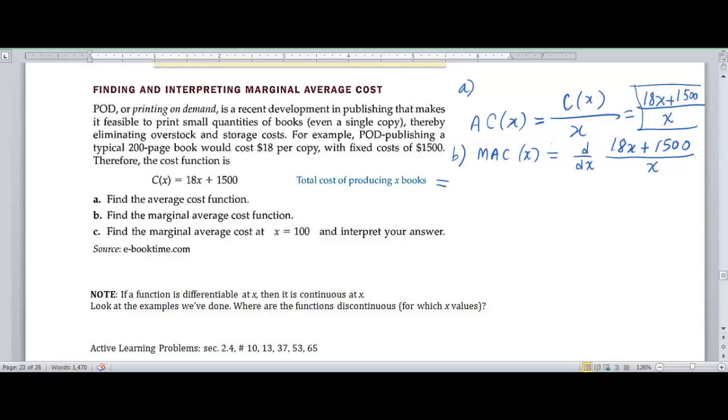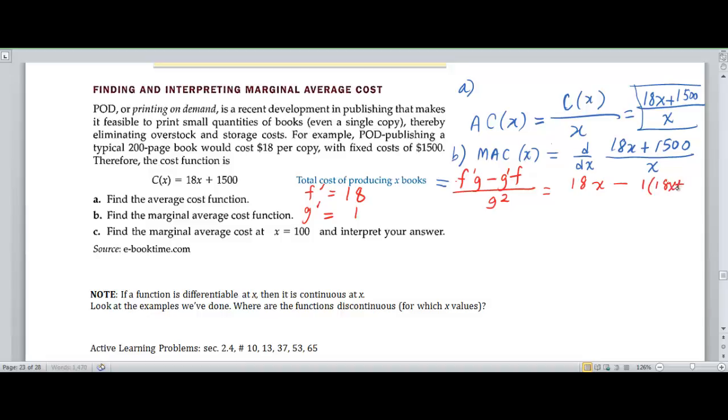So now we have to do the same thing we did before, f prime and g prime. F prime is 18, right? And g prime is 1. So derivative of the top and derivative of the bottom. Now we're going to do f prime g minus g prime f, all over g squared. So that is 18 times g, which is x, minus g prime, which is 1, times f, which is 18x plus 1500, all over g squared.